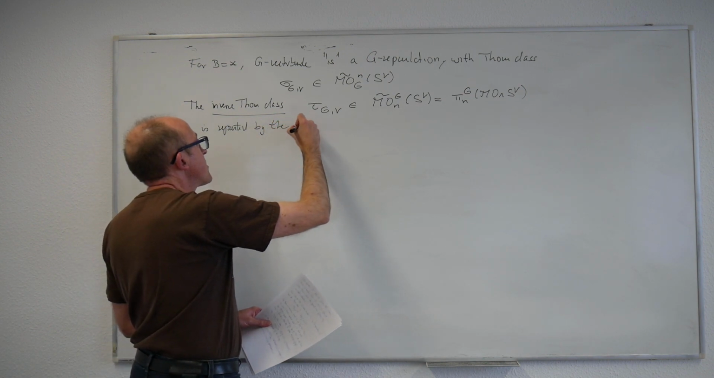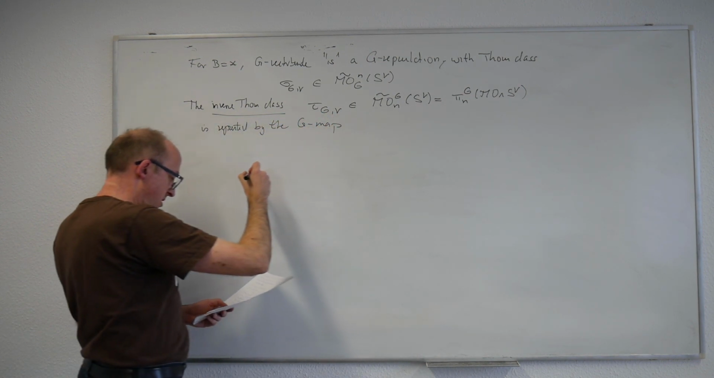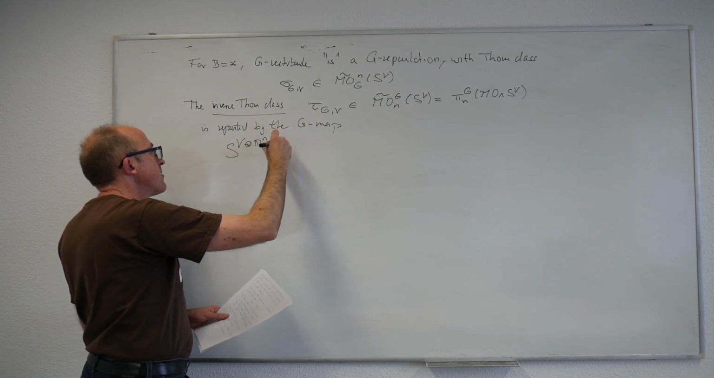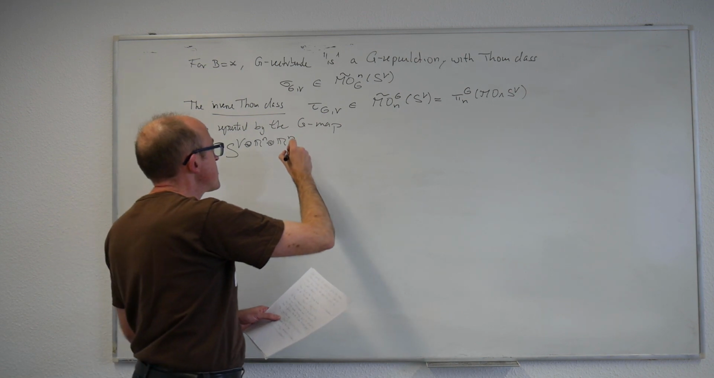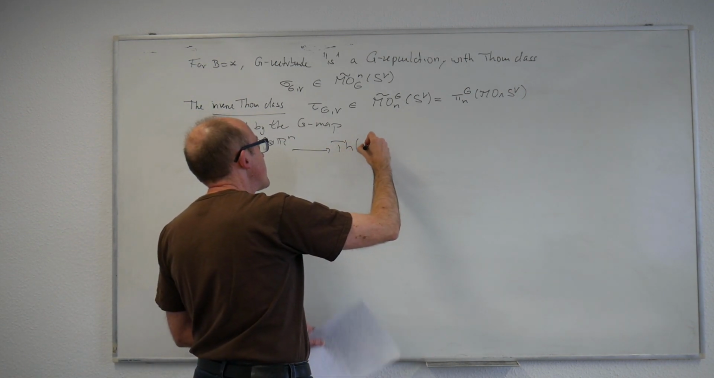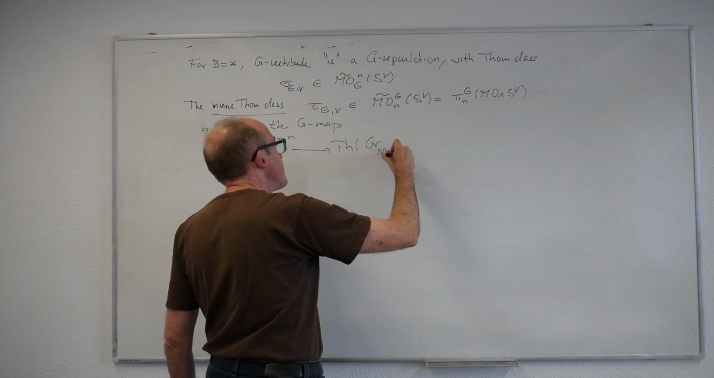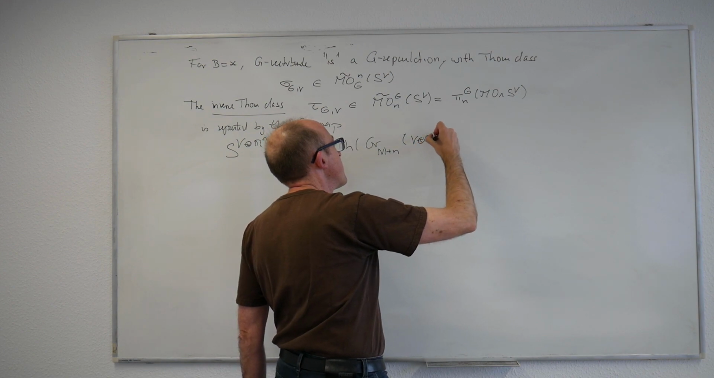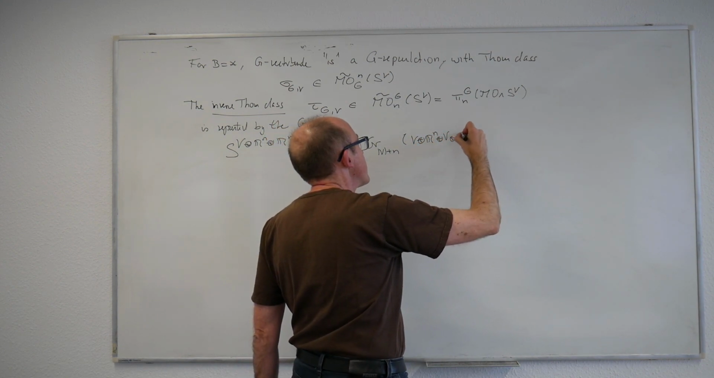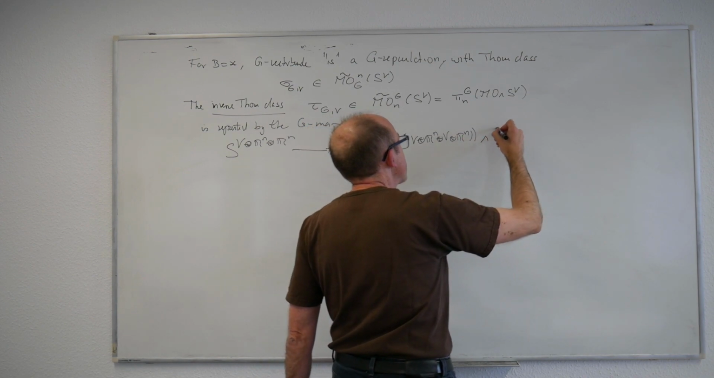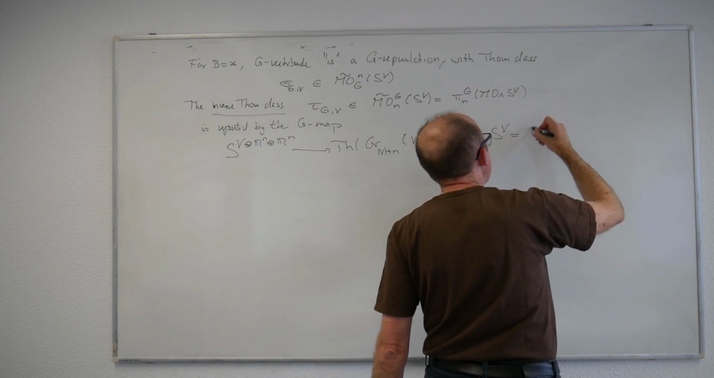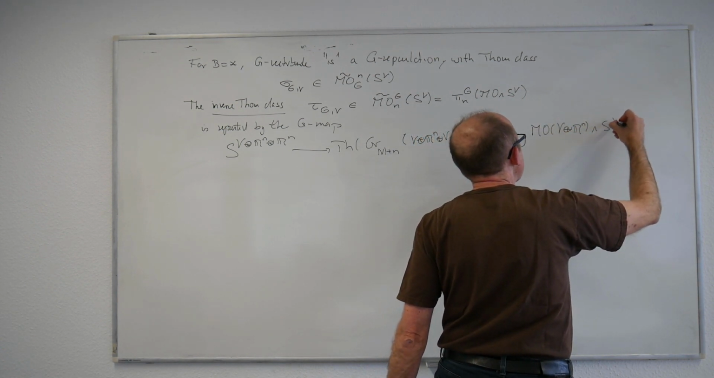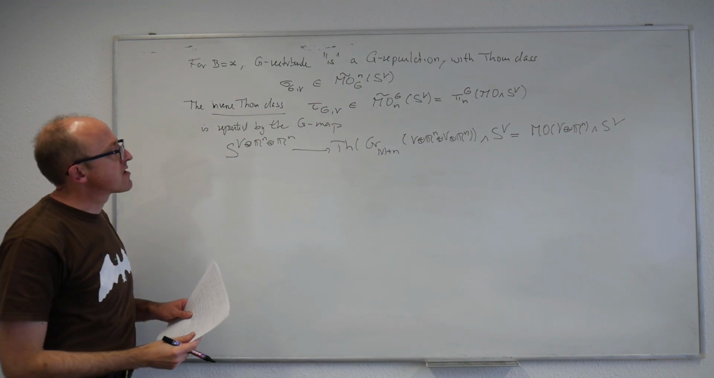It is represented by the following G-map. It's a map from S^(V plus R^n), and this is the dimension of the representation, to the Thom space of the Grassmannian of V plus R^n, or in other words, 2n-dimensional subspaces of V plus R^n plus V plus R^n, and then smash S^V. So this is really MO at V plus R^n, and then smash S^V. So a G-equivariant map of this form.